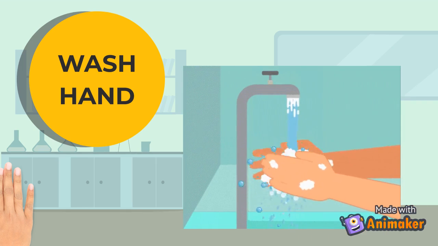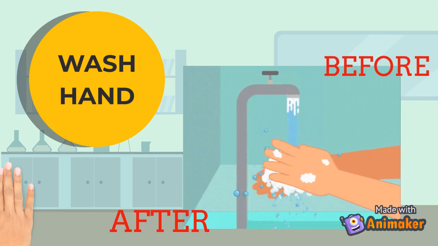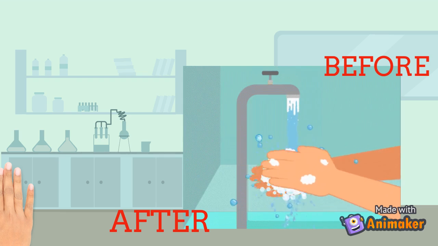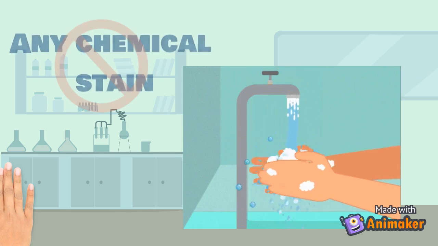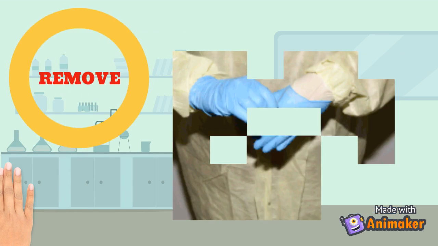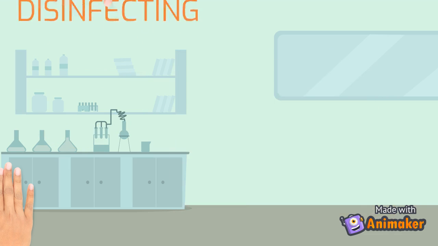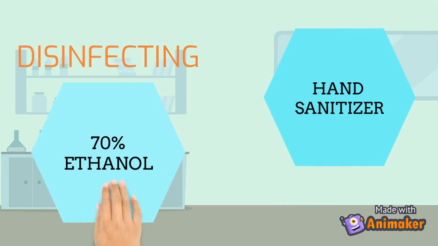Thirdly, wash your hands before entering and after leaving the laboratory, using the soap provided by the laboratory office. Immediately wash your hands when they are stained with any chemicals or culture while you are handling it. When your gloves are dirty or torn, remove them and replace them with new ones. Disinfect your hands with hand sanitizer or 70% ethanol to kill microbes and other contaminants.